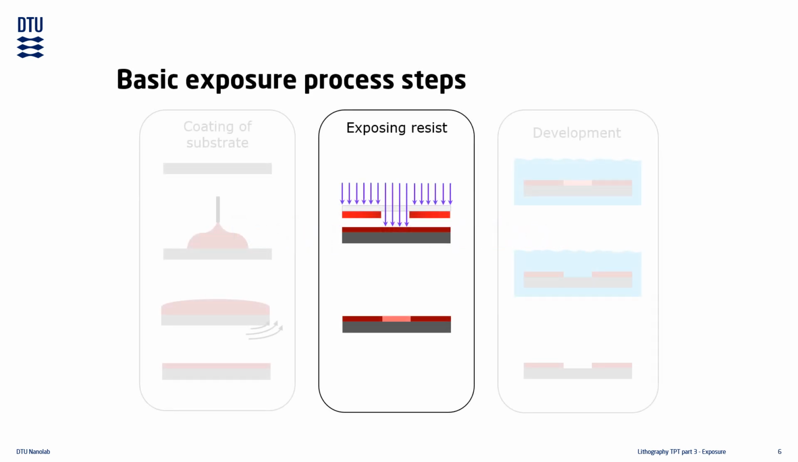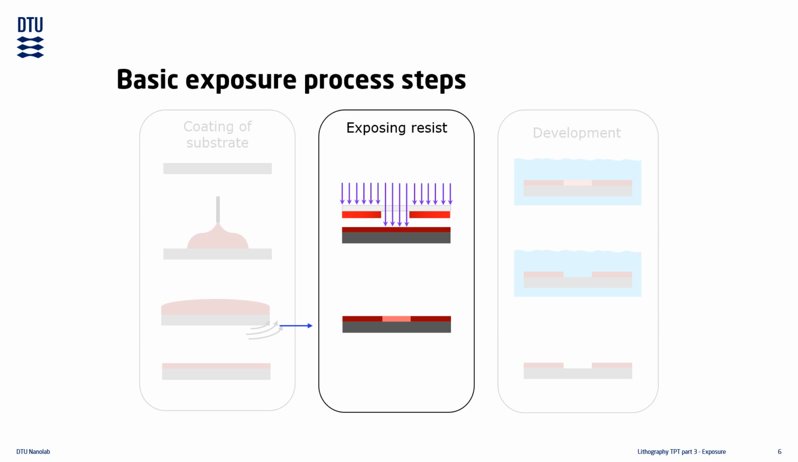The exposure always requires some sort of pattern masking method. For some tools, this pattern mask is a physical shadow mask, which works by blocking parts of the exposure radiation. The unblocked radiation will then proceed through the mask to interact with the resist and cause some kind of chemical reaction, which leaves a latent image of the pattern in the resist.